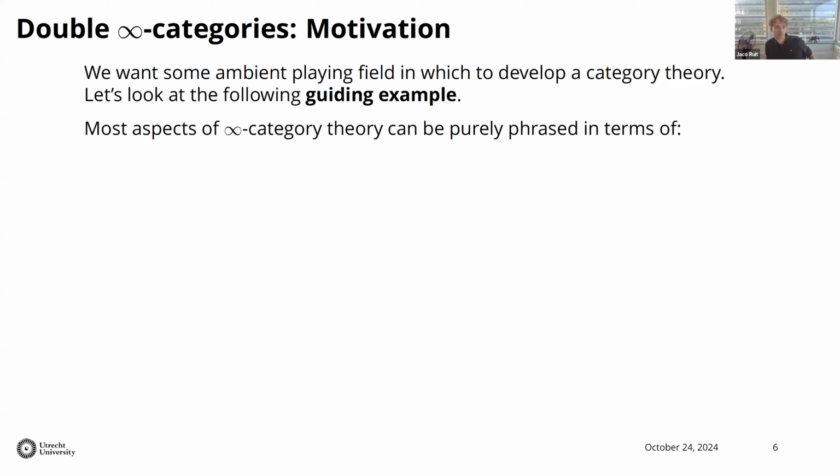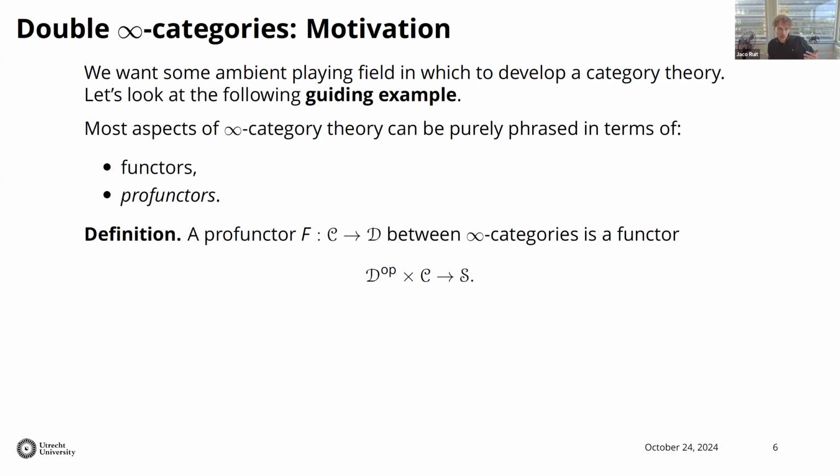So this guiding example is more like an observation. It's the observation that most aspects of infinity category theory can be purely phrased in terms of two things, namely functors and profunctors. So the definition of a profunctor goes through in an infinity categorical context like this. A profunctor F from C to D between infinity categories is just a different name for a functor from D^op × C to spaces. So this is the convention that will be used throughout this talk.